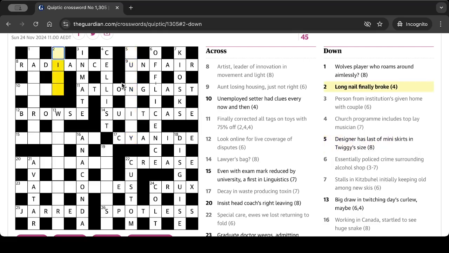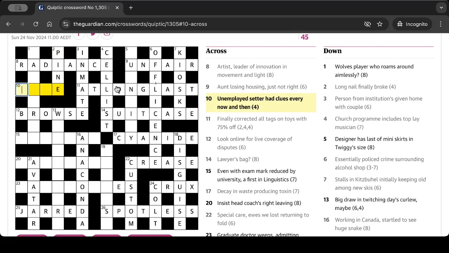So I moved on to the short clues on the top left as I was looking to try and get some easier answers in. So 2 down, long nail finally broke. I started thinking of long as in desire and realized it could be pine. That's actually quite straightforward because we've got nail is pin, P-I-N, and then the final letter of broke, which is E, which gives us pine, which is to long.